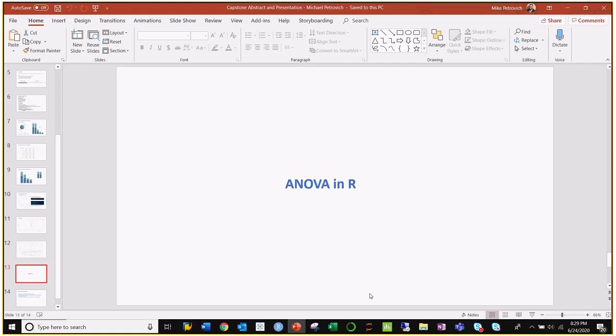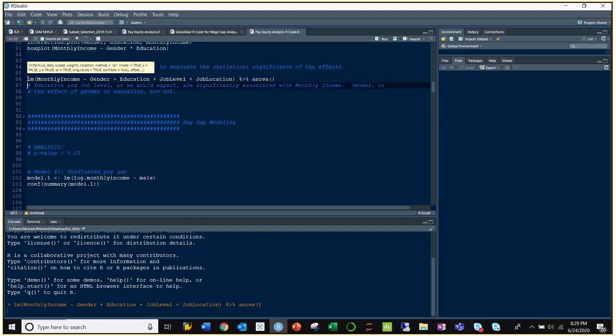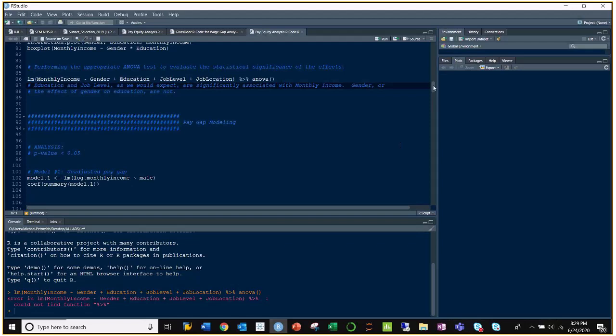We have to do the ANOVA in R. As much as I'd love to keep going on slides, I think it's going to be a lot more engaging for all of you to follow me in R. So let's do that. So running the ANOVA in R, what I'm doing is just going back to the variables that we plugged in earlier in our interaction plots that we technically explored, which were education, job level, and job location as an extra one, and gender, right? And of course our Y variable, our outcome being monthly income. So let me run this.